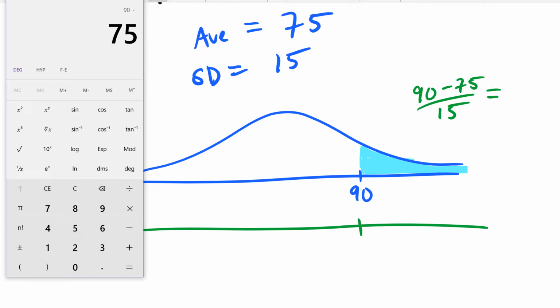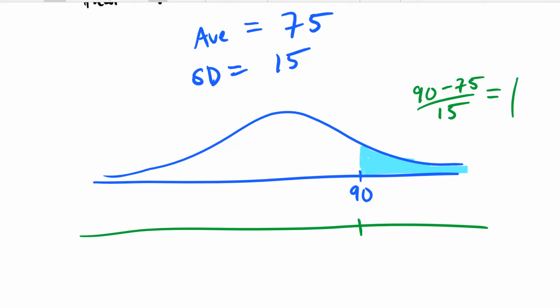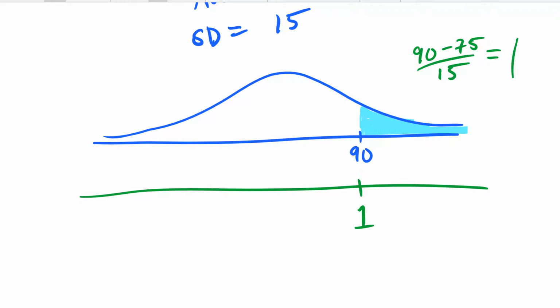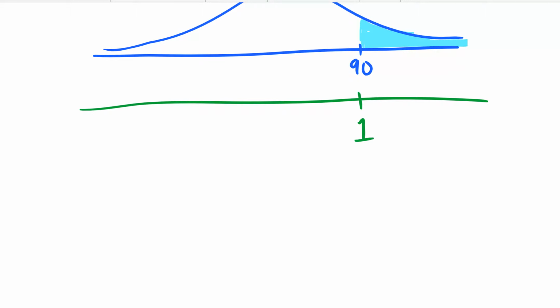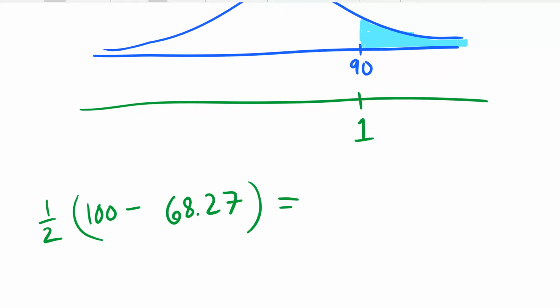90 minus 75 is 15. If we divide by 15, we get 1. So we're looking for the area under the normal curve to the right of 1. To figure that out, we find the area between minus 1 and 1. That is 68.27. We take 100 and subtract from that 68.27, and we divide by 2. The 68.27 comes from the normal curve table.